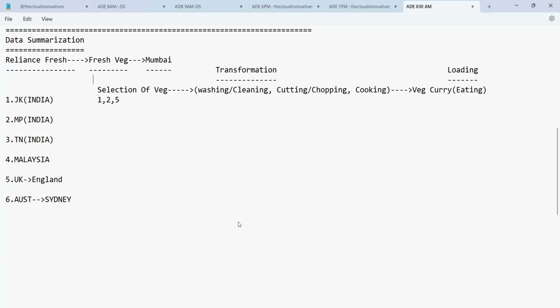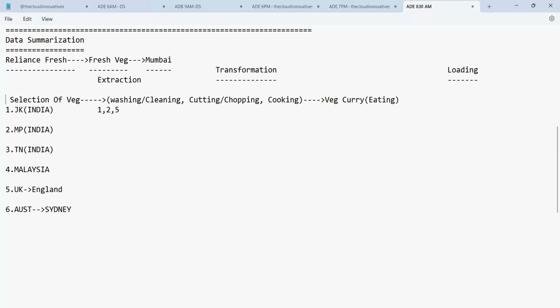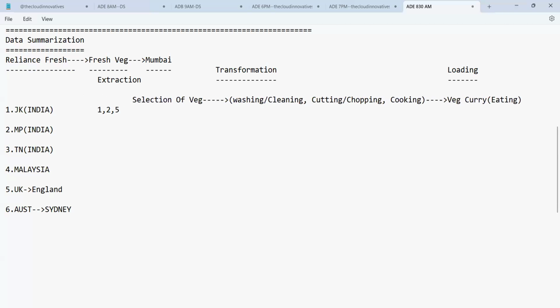Selection of vegetables. The selection of vegetables is called as what, guys? It is called as what? Extraction. So here we can say, guys, extraction of the data, everyone. Then you have the transformation of the data, guys. Extraction of the data, transformation of the data, and finally, you have what's it? Loading of the data into the target system.